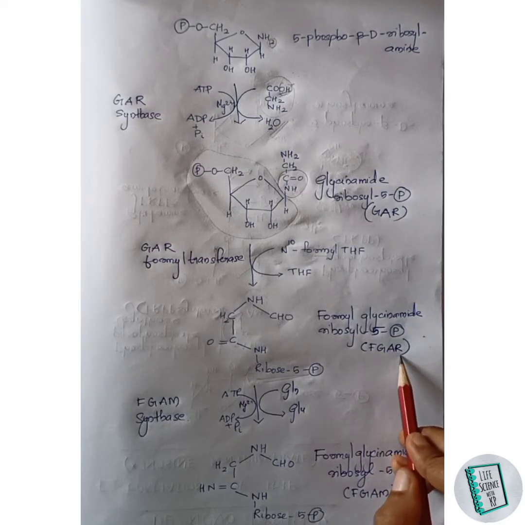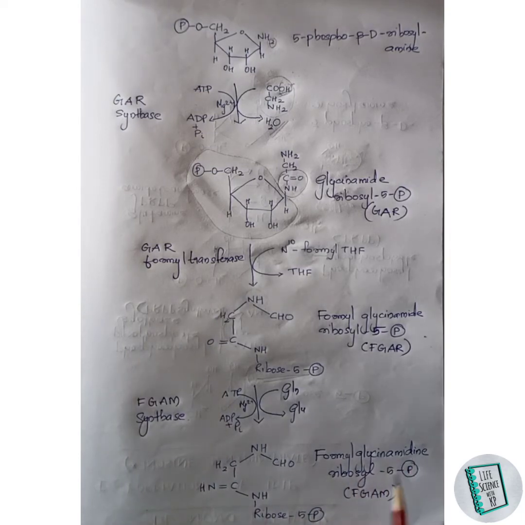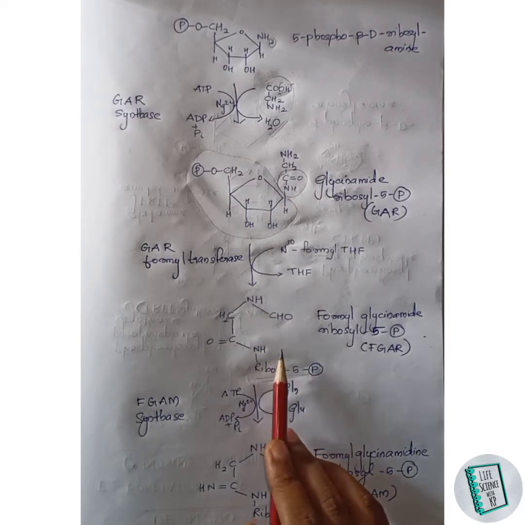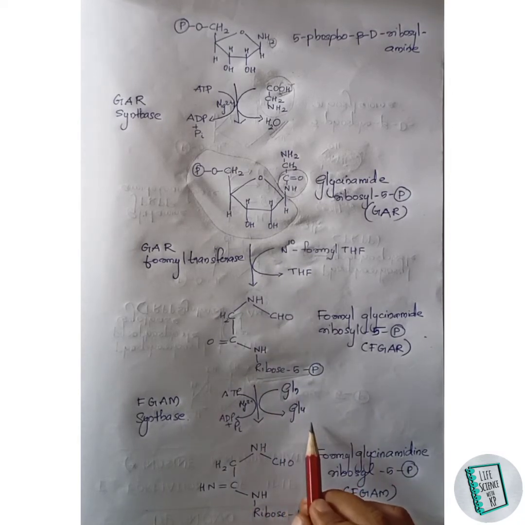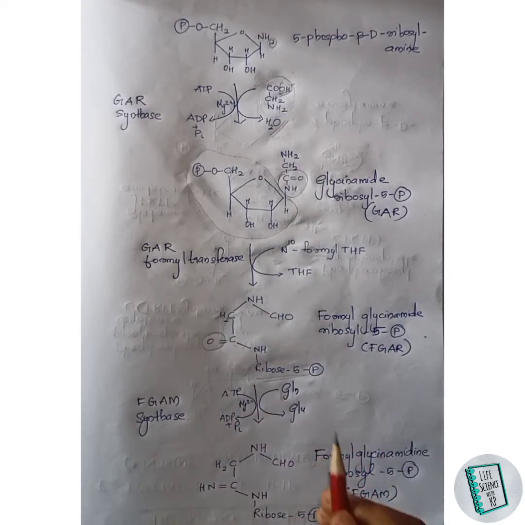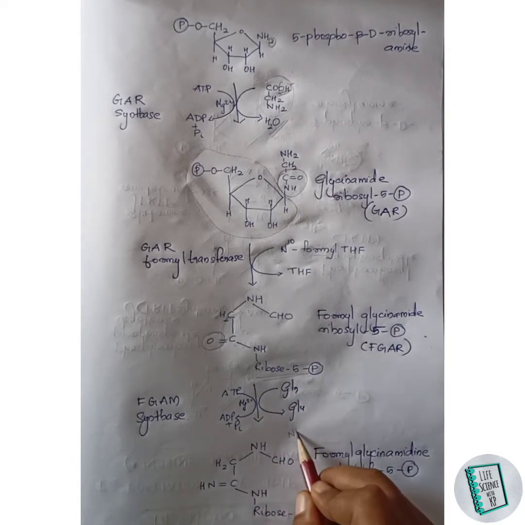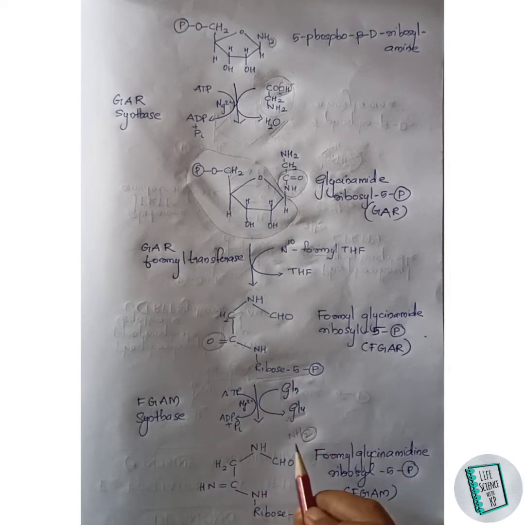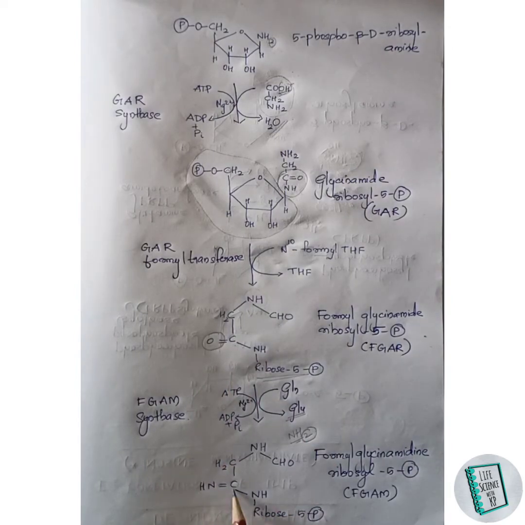Now this FGAR, in the presence of FGAM synthase, forms formylglycinamidine ribosyl 5-phosphate, or FGAM. What happens here is glutamine comes and donates its amido group to this FGAR and leaves as glutamate. Here this O, along with one of the hydrogens of the amide group donated by this glutamine, leaves with this glutamate, and this NH forms a double bond with this carbon and forms this double bond NH here.